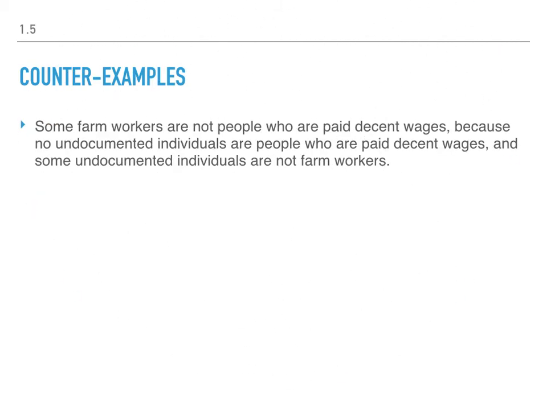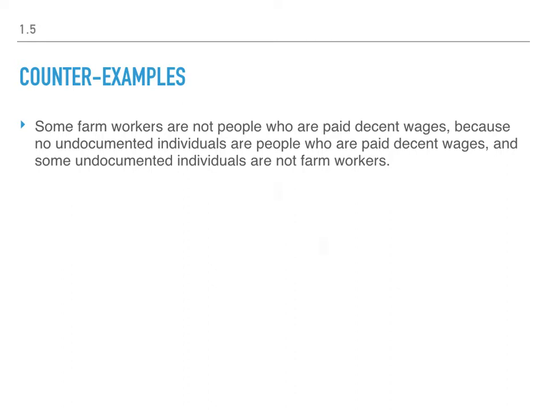Another categorical syllogism here. Some farm workers are not people who are paid decent wages because no undocumented individuals are people who are paid decent wages, and some undocumented individuals are not farm workers. Okay. The first thing we want to do is identify the conclusion. That's the most important thing to do at the beginning, and we can see that the conclusion here is pretty clearly some farm workers are not people who are paid decent wages, and the reason for that is because we see the word because right there. Because, and then there's this categorical proposition, and a comma, and the word and then another categorical proposition.